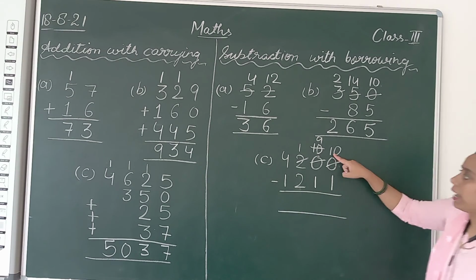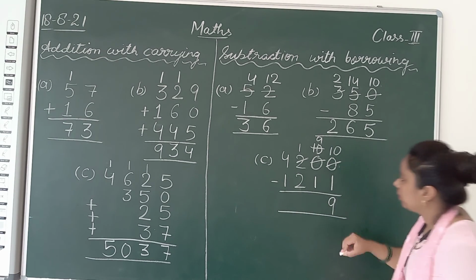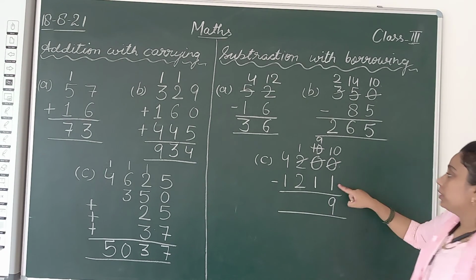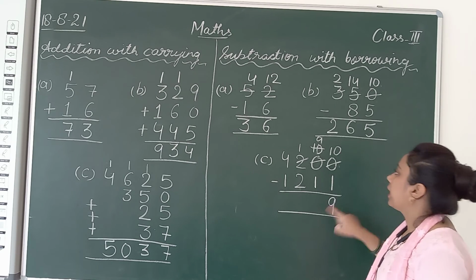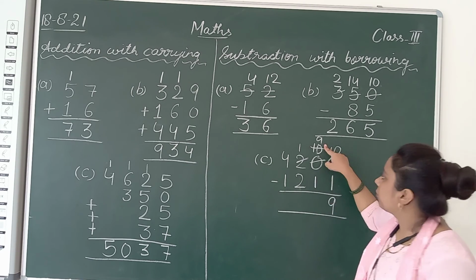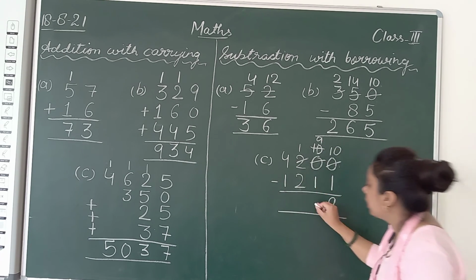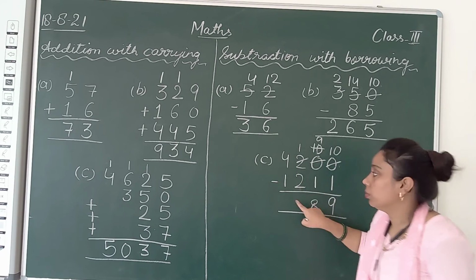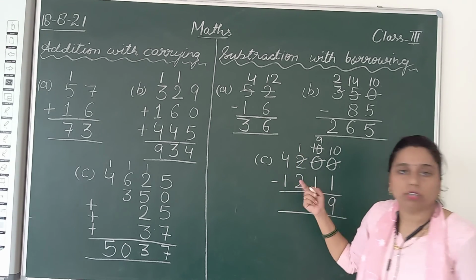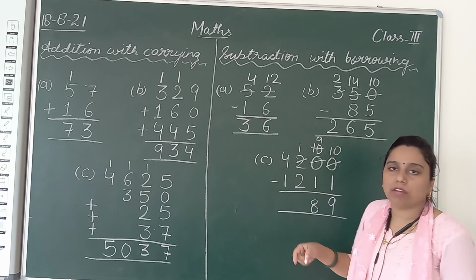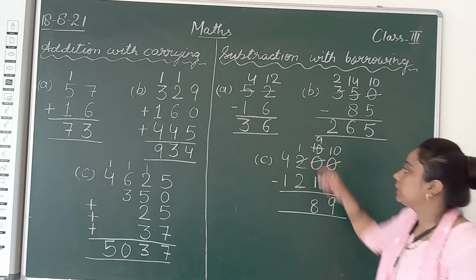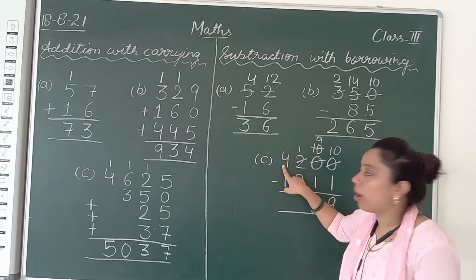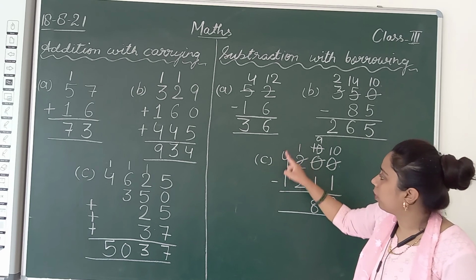Now 1 minus 10. When you subtract 1 from 10, you will get 9. Now 1 subtracted from 9. 9 minus 1 is 8. Now 1 minus 2. What do we have to do? 1 minus 2. Can we subtract 2 from 1? No. It means this 1 will borrow from 4. This 1 will borrow from 4.